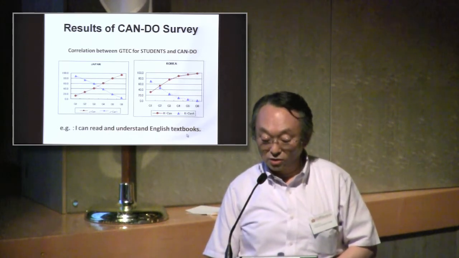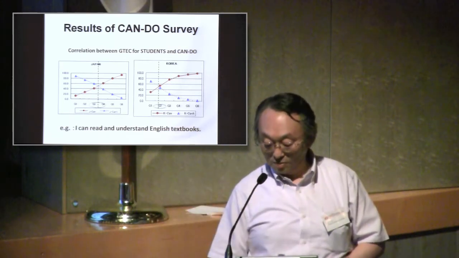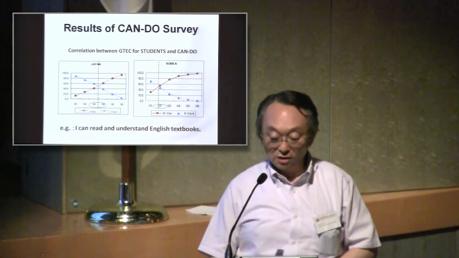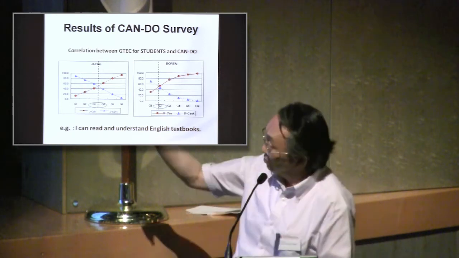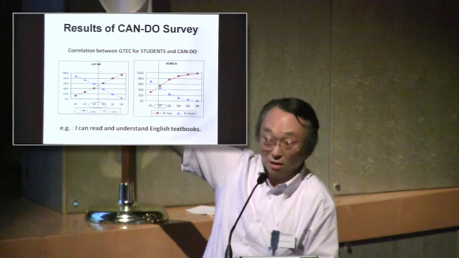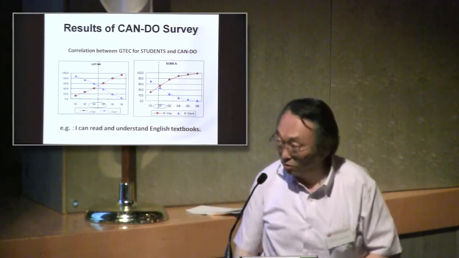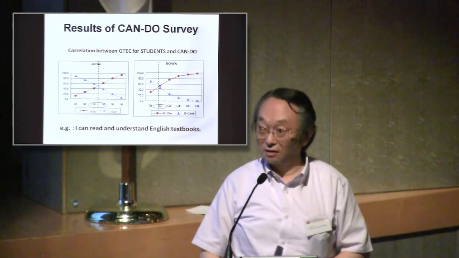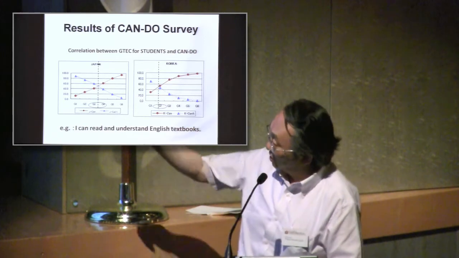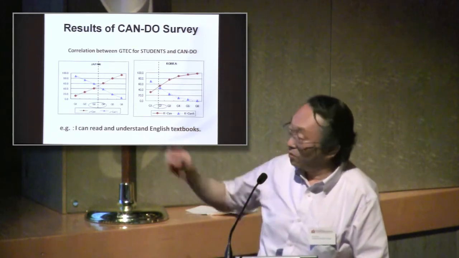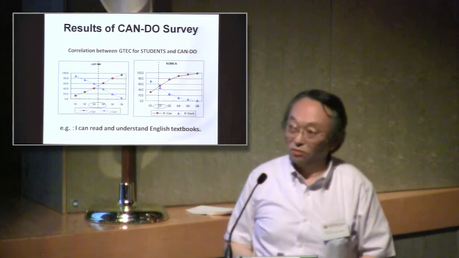I can read and understand English textbooks. Those who said, yes, I can do that. In the Japanese students' case, the students had to have at least about 1/2 the score on GTEC in order for them to say, yes, I can. The red dots show those who said yes, and the blue triangles, those who said they cannot. But take a look at the Korean students. They said, yes, I can read textbooks, even though their scores were 1/2 on the GTEC than the Japanese.